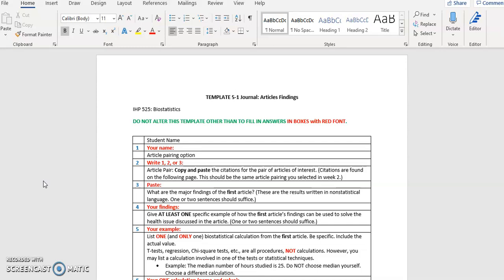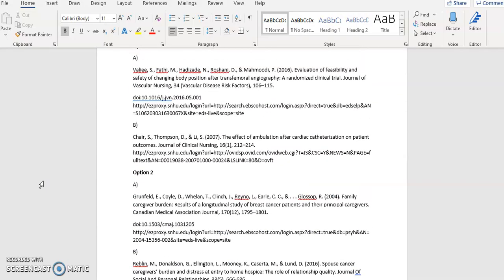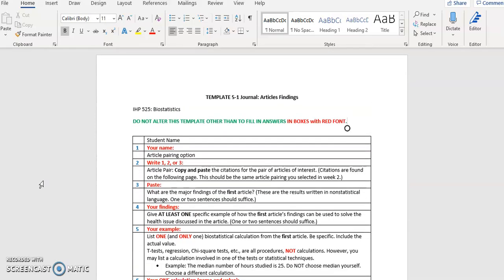Okay. So again, the first thing you're going to do is put your name. Then you're going to write your article pairing option. If you scroll down to the end of this template, you have all the pairs of articles. Pick the same one that you used for the prior journal assignment. That should be in week 2. Okay? If you need to go back and find your assignment from week 2 to remember which one you picked, go ahead and do that.